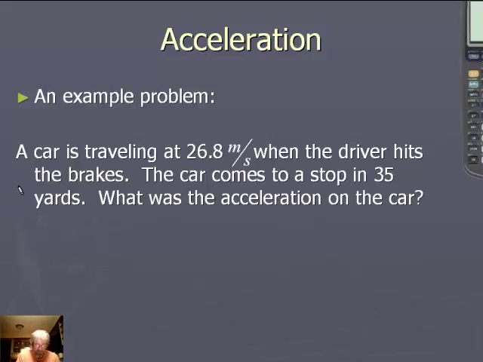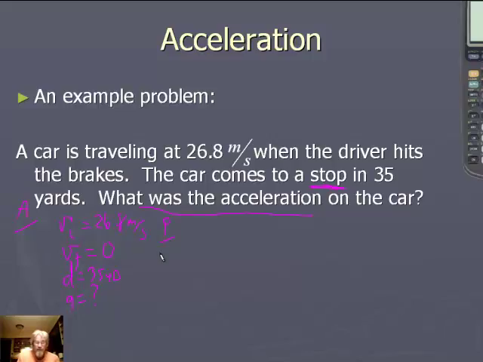Let's analyze, plan, compute, and evaluate like we usually do. Analyze. The car is traveling 26.8 meters per second when the driver hits the brakes. Okay, so that's an initial velocity. VI is 26.8 meters per second. Driver hits the brakes, that means the driver begins to accelerate, negative, decelerate. Car comes to a stop. So implied there is the car comes to a stop. The final velocity is 0. It does this in 35 yards. Well, that's a distance. D equals 35 yards. Question, what was the acceleration on the car? So what we're trying to find here is A.